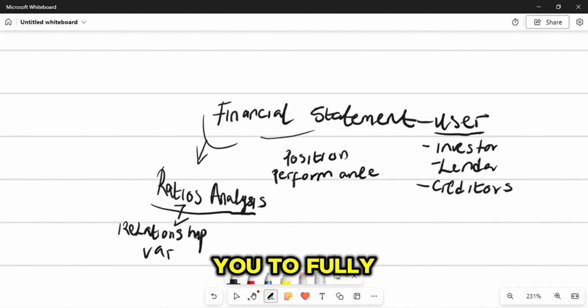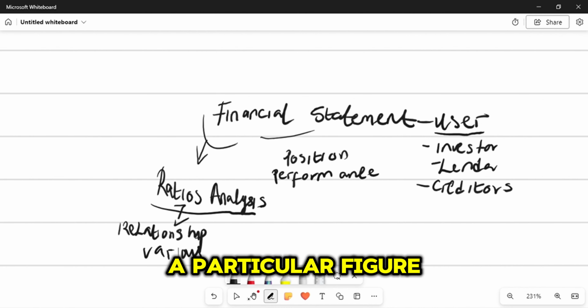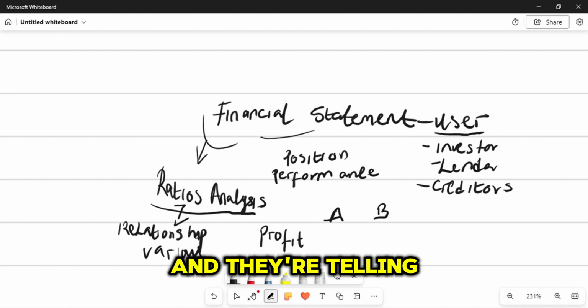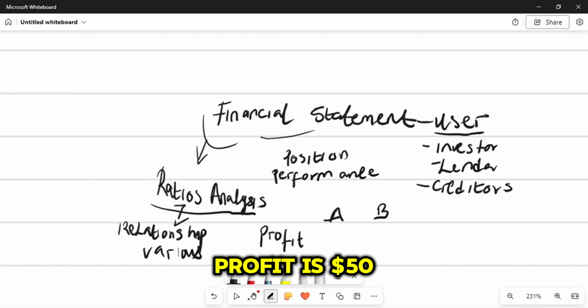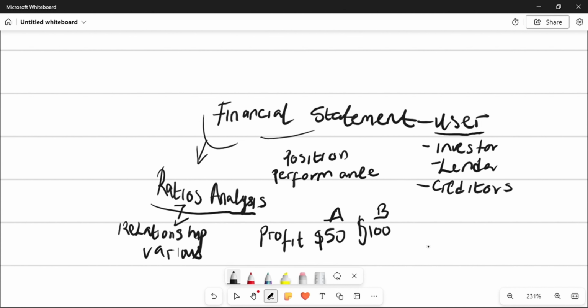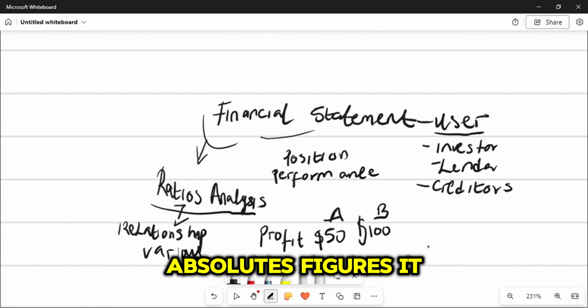For you to fully understand a particular figure in the financial statements, for example profitability, let's say the profit. Let's say I'm an investor and I want to invest in a company, and I have two companies at my doorstep. A tells me that their profit is $50, and B tells me that its profit is $100. I'm not allowed to make a decision based on this figure. If I make a decision based on just these two absolute figures, it will be wrong.